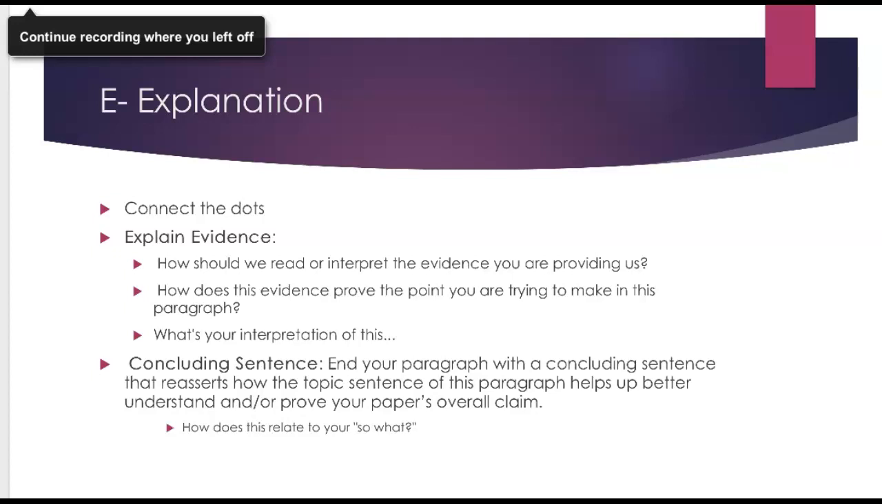Followed by a concluding sentence where you end your paragraph that reasserts how the topic sentence of the paragraph helps us better understand and prove your paper's overall claim. In other words, how does the evidence and your point relate to your overall so what from your thesis statement? And you'll do this for each of your points, or your reasons. So you should have 3 main body paragraphs, and each of them should provide your point, your evidence or your illustration, and then your explanation of interpreting the evidence and how it connects back to your overall so what.